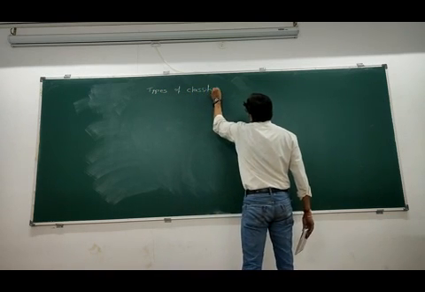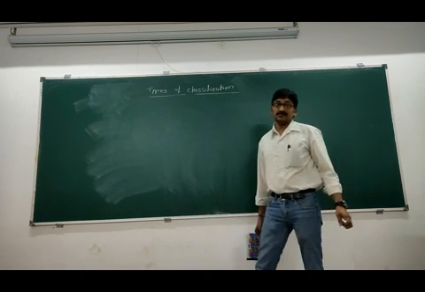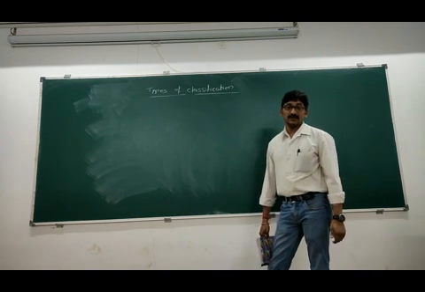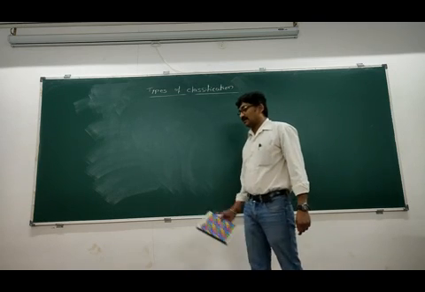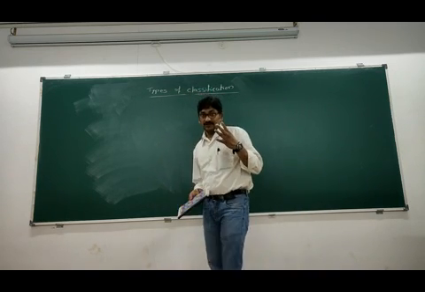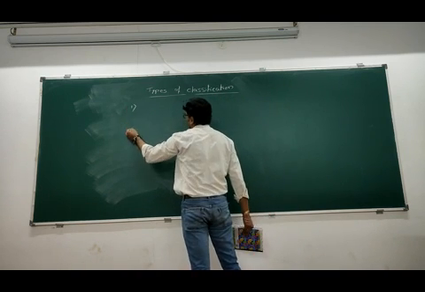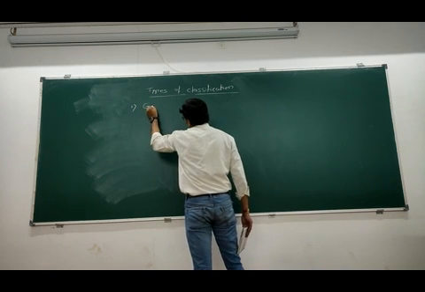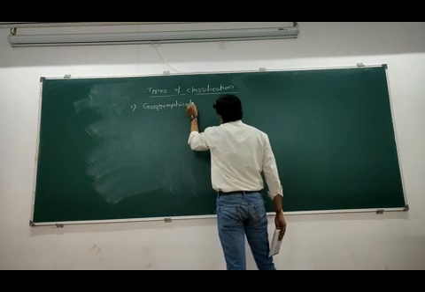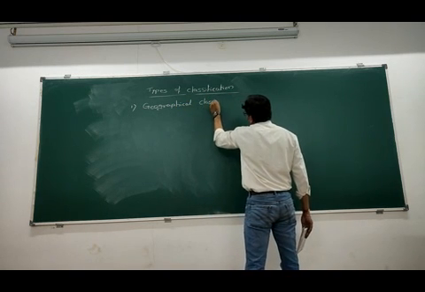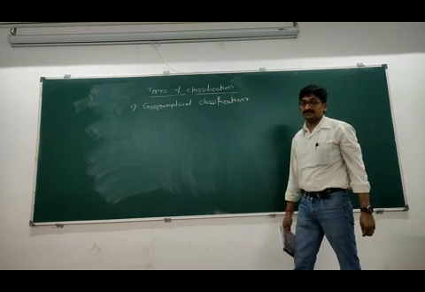types of classification. They may ask this for 5 marks also as a theoretical question. Okay, now under these types of classification, there are 4 types. How many types? 4 types of classification. I'll write them one by one. In that, the first one is geographical classification.